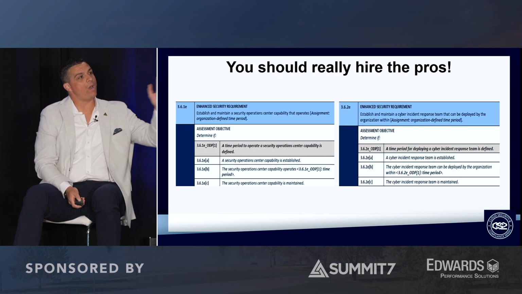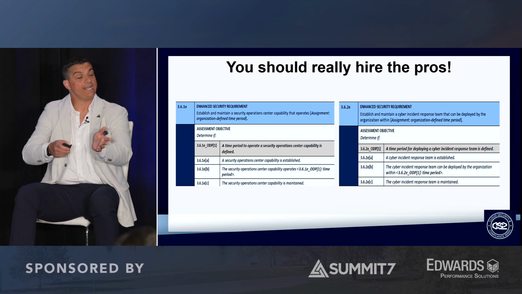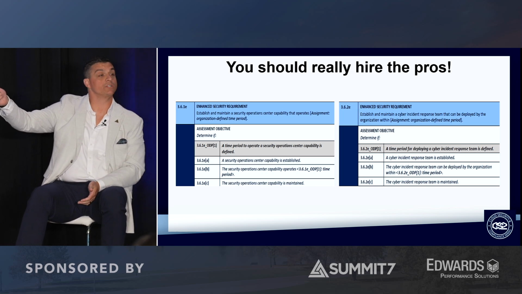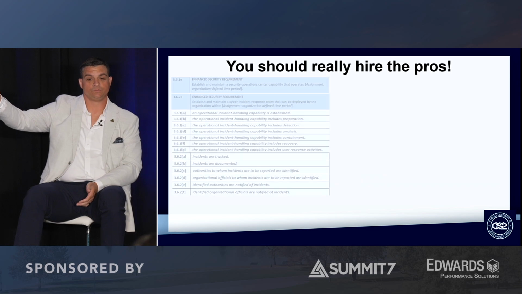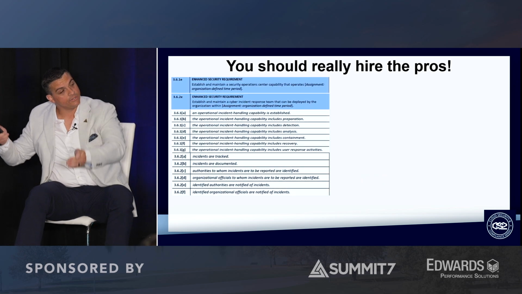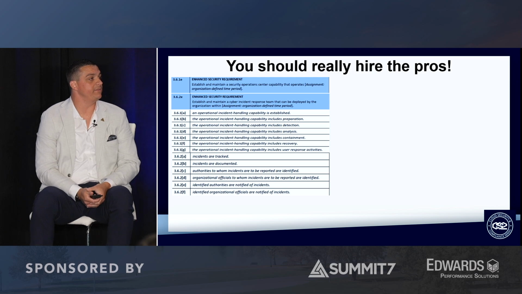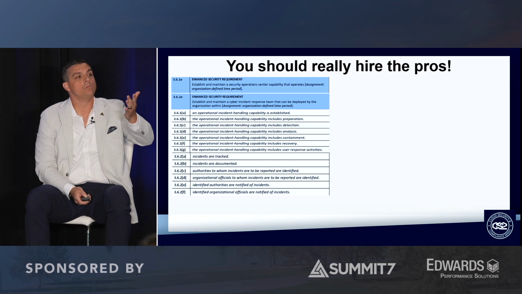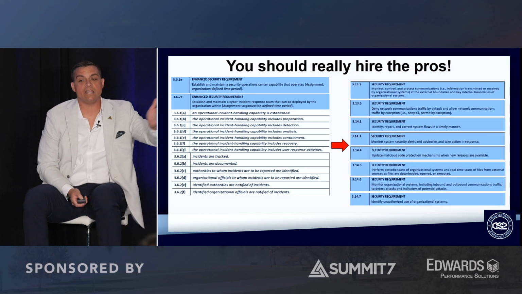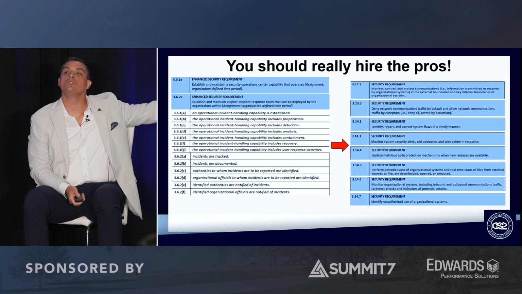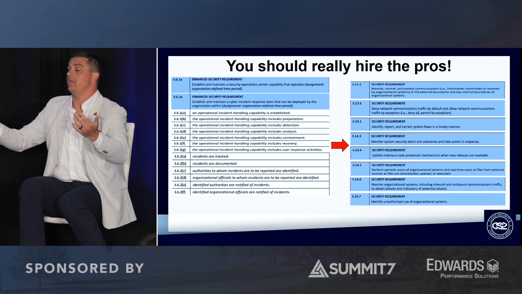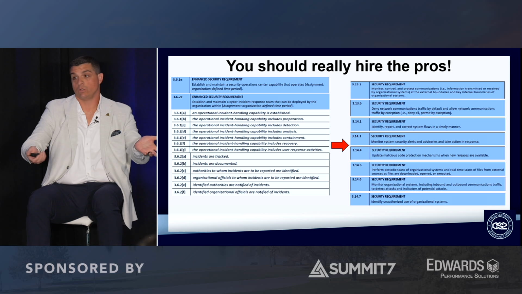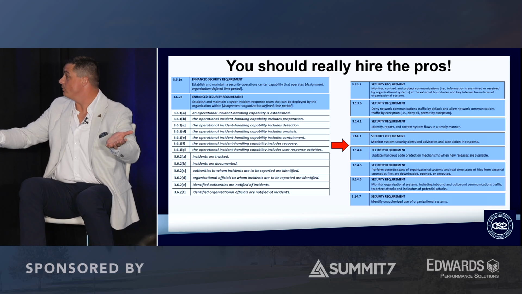But that's not just it. Why should you hire the pros? These are the enhancements: SOC 24/7, a cybersecurity incident response team that can respond within 24 hours. Underneath of it are all the assessment objectives from 171A, which it fulfills. But that's not all you get. If you hire the pros, there's a whole slew of benefits that any MSSP with SOC services worth their weight is going to perform for you, right?